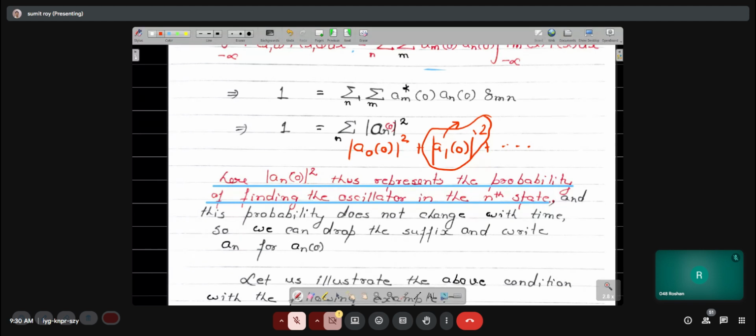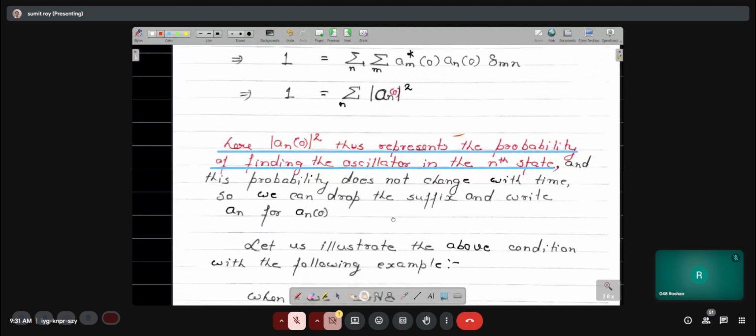Sir, probability of finding the oscillator in the first excited state? Yes, very correct. It represents the probability of finding the particle in the first excited state, or I can say it represents the probability of finding the particle in the state having energy 3/2 ħω. True? Yes, sir. Fine.